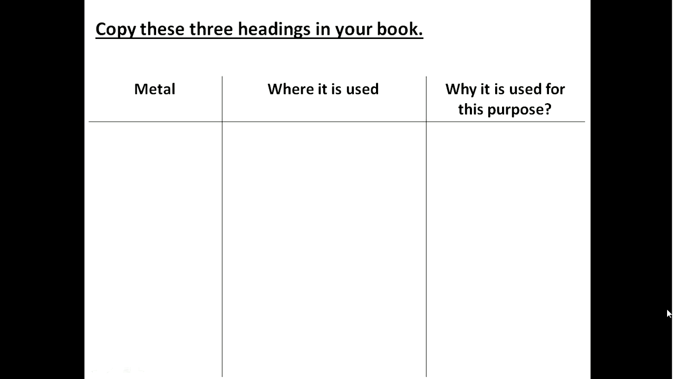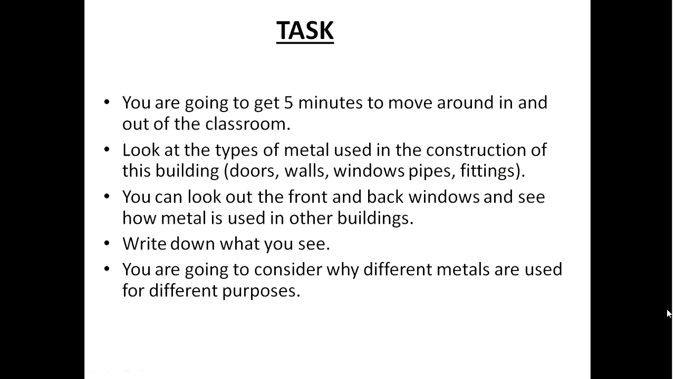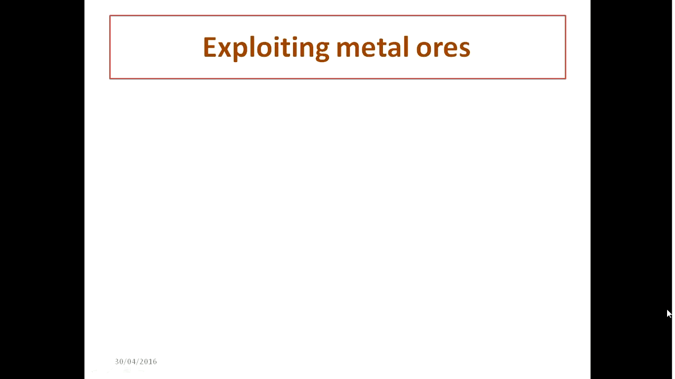Copy this table in and complete this task. Move around the room, look at the types of metals used in the construction of this building. For example, doors, walls, window, pipes, fittings. Look at the front and back windows and see how metal is used in other buildings. Write down what you see. You're going to consider why different metals are used for different purposes.